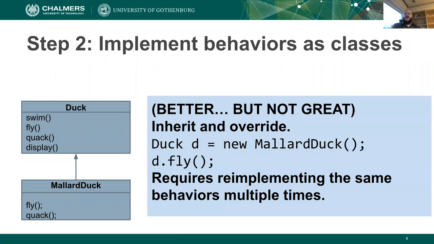Now, of course, we could go back to saying the duck has fly and quack methods and override those. This is better, right? We know the ducks have the same methods. We know they all have a method called fly, one called quack, even if we change those in the children.